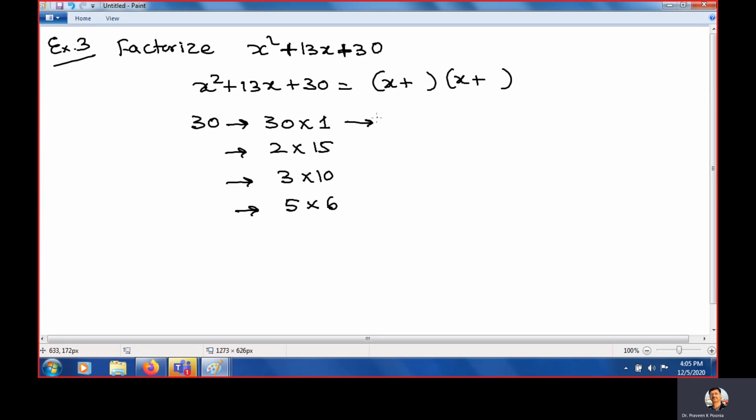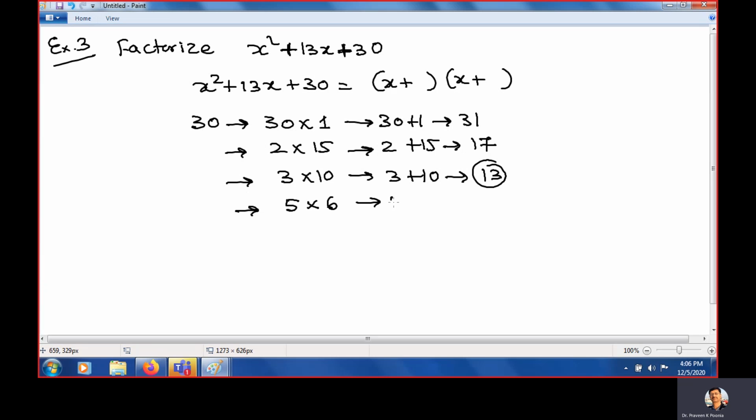Try to find the sum. 30 plus 1 is equal to 31. No. 2 plus 15 is 17. No. 3 plus 10 is 13. Yes, this is it. And 5 plus 6 is 11. No. Clear? So if the middle term is 31, this is used. If 17, this is used. If 11, this is used. But now it is 13, so we will use this one.